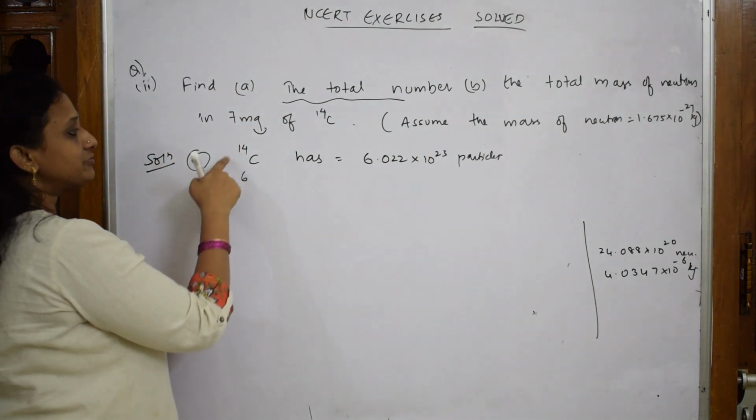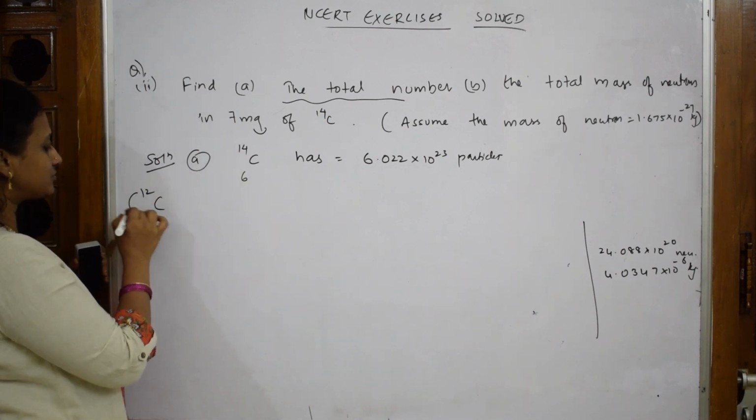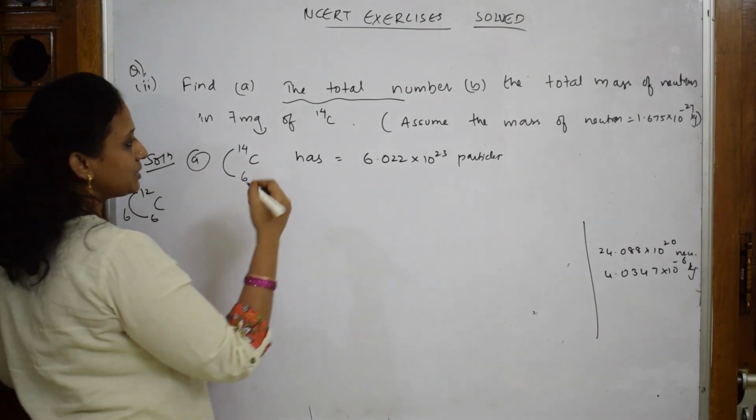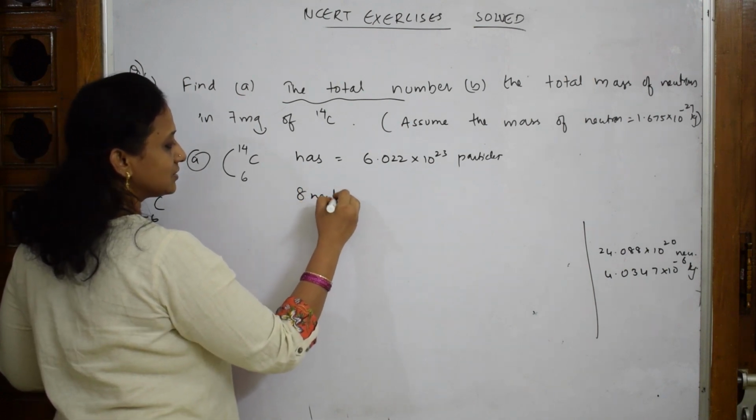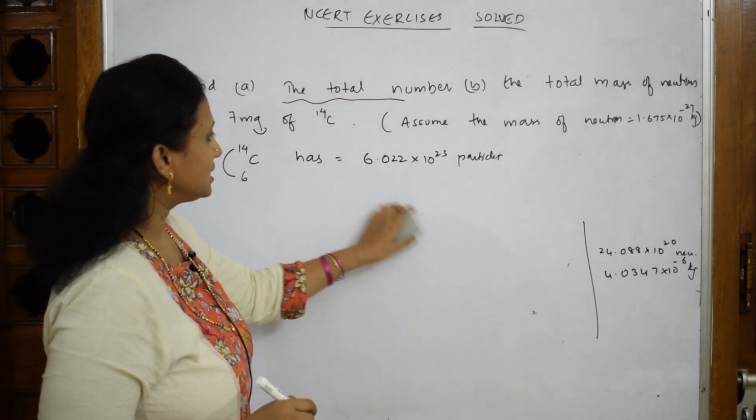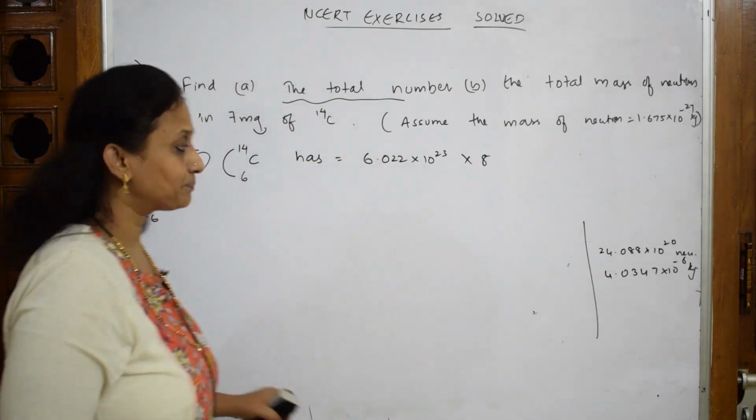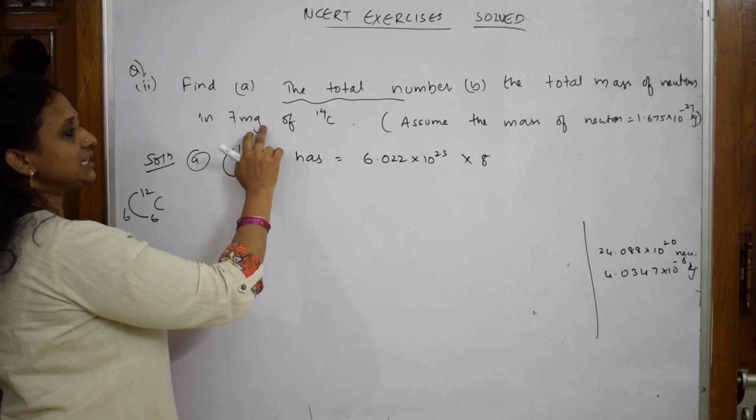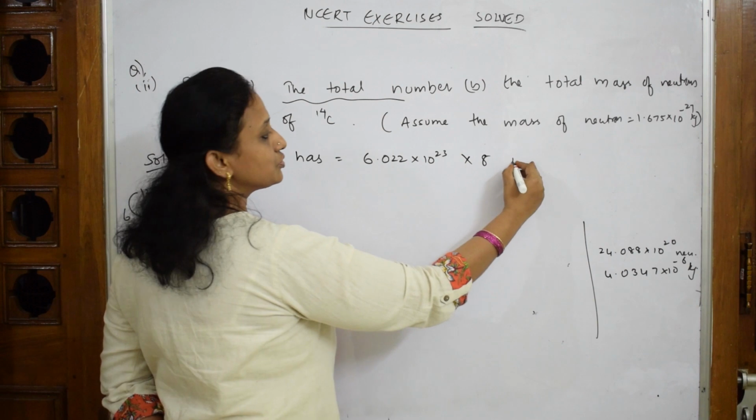But here there is a difference in neutrons compared to the earlier one. Earlier it is 6 and 12, so the difference is 6. But here it is 14 and 6. So how many extra are there? There are 8 neutrons. Right? So how many particles will be there? It is nothing but multiplied by 8. Here, what did they ask me? They've asked me for 7 milligrams. So this is 6.022 into 10 to 23 into 8 neutrons, isn't it?